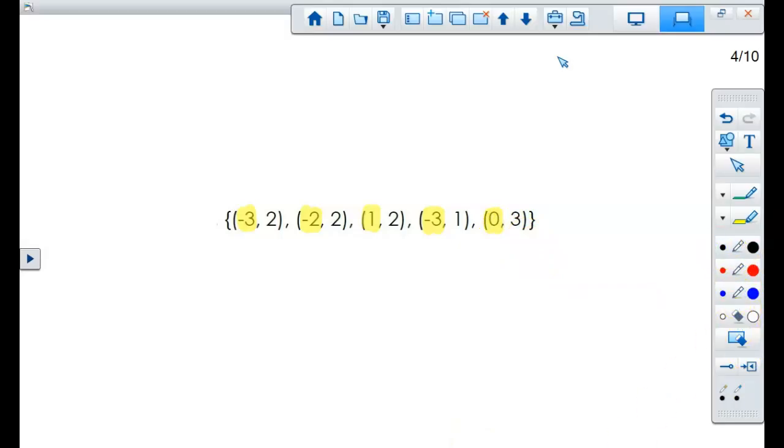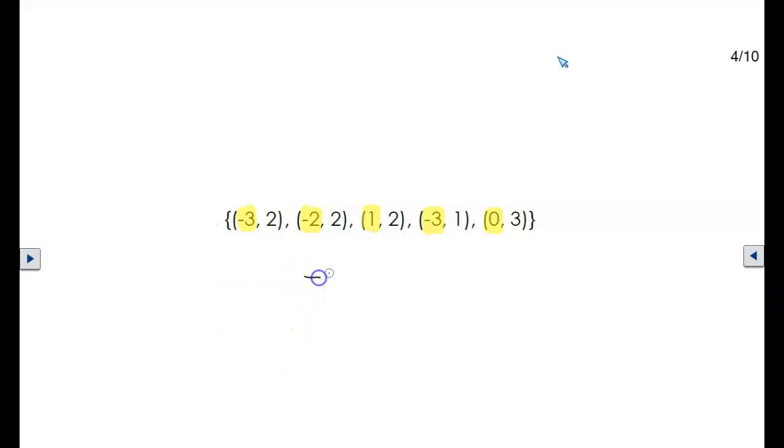So here's what I've got going on. My x values are -3, -2, 1, and then you'll notice here's another -3. That's repeated, so I'm not going to write it again. I've already got a -3 up here, so I'm just going to go with that. And then 0. So when I look, I've got 5 XY connections, 5 ordered pairs, but only 4 different x values. Negative 3 is repeated here.